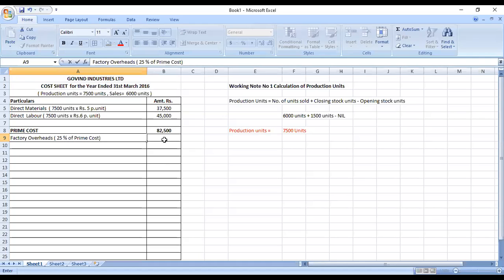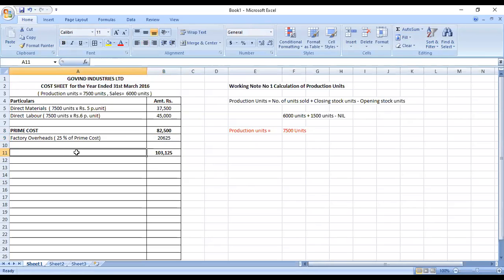What is 25% of prime cost? Calculate it. 82,500 into 25 divided by 100. How much does it come to? 20,625. Okay. The information about WIP is given, that is opening stock of WIP and closing stock of WIP. So directly you can take the total. The total comes to 82,500 plus 20,625, which is 1,03,125.